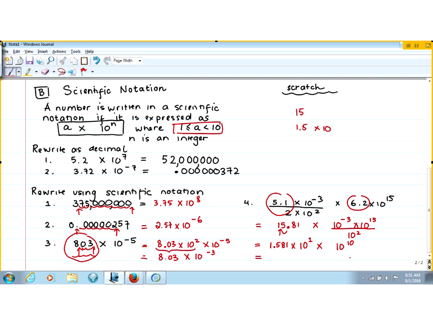Okay. So then what am I supposed to do now? Combine the 10. So what is this? 1.581 times 10 to the 11. All right. Are we okay so far?